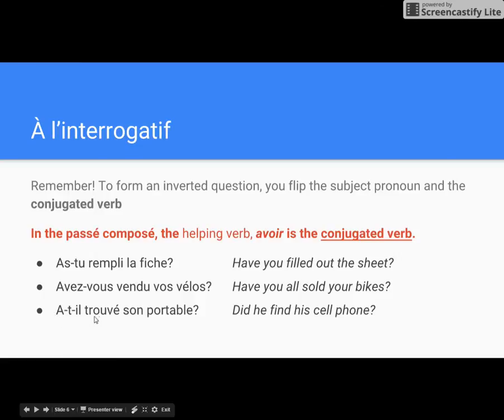Et a-t-il trouvé son portable? Did he find his cell phone? Here, when we flip-flop il and a, we need to add this t. It's just for pronunciation purposes. It doesn't translate to anything. It doesn't mean anything. It's just so it sounds better, because saying a-il doesn't sound very good. So here we have a-t-il trouvé son portable? And we'll have to do that always with our il and elle form.